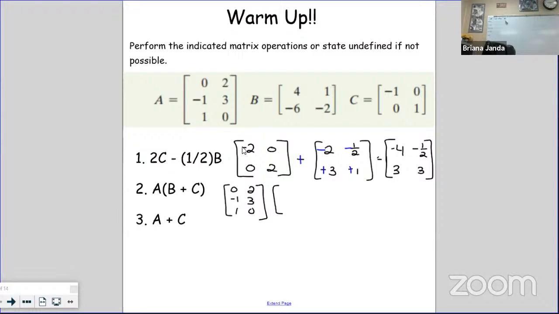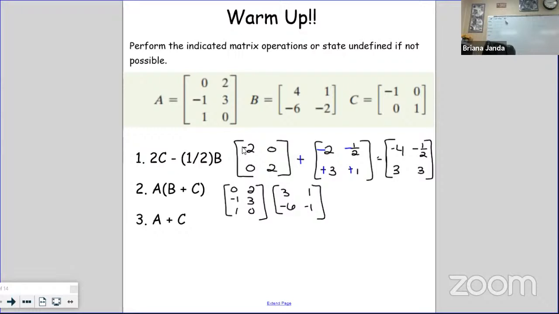So 4 minus 1 would be 3. 1 plus 0 is 1. -6 plus 0 is -6. And -2 plus 1 is -1. And then we have to make our decision on, can I do my multiplication? So this is a good time for us to remind ourselves how we find the order of our matrices and what that means about if we can do our multiplication.